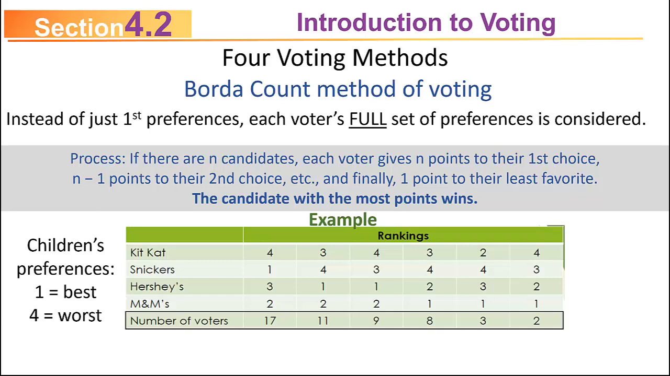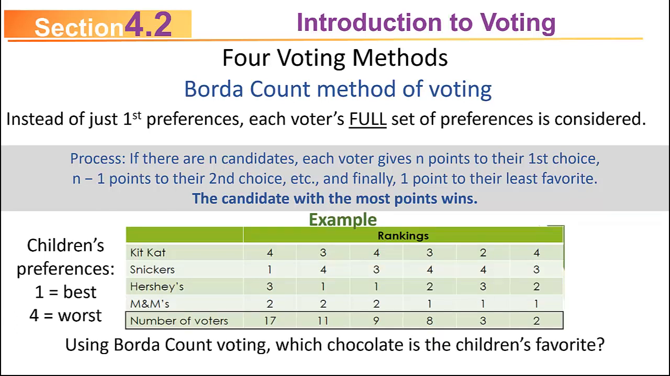Let's go back to our chocolate example, Kit Kat, Snickers, Hershey's, and M&M's. Using Borda Count voting, which chocolate is the children's favorite? Now, there are numerous ways you can do this. I'm going to show you one way here, and later on I'll do another example that gives you a variation on that. You need to practice this the way that makes most sense to you, and I'll leave that up to you.